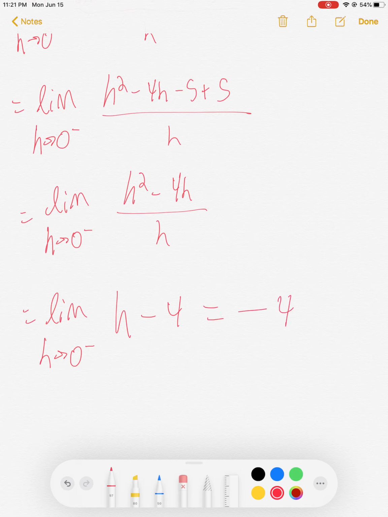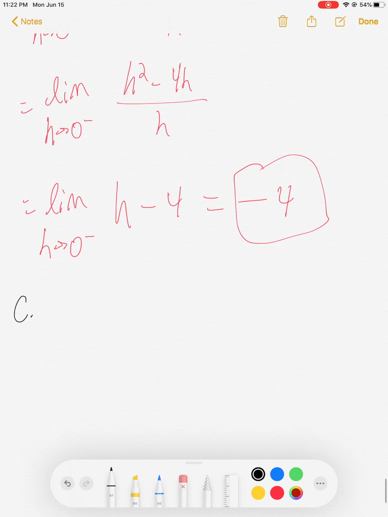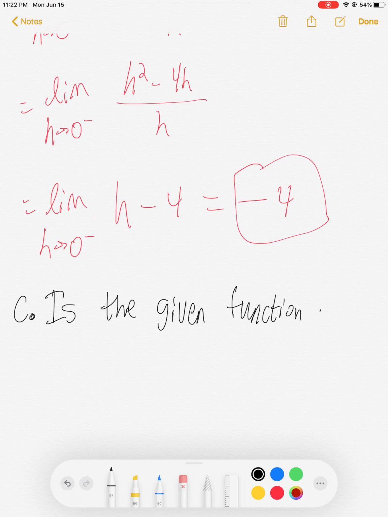Equals the limit as h approaches 0 from the left of just h squared minus 4h, because I've got a minus 5 plus 5, over h. Well, now I've got h's all over the place, so I can cancel some, and I get h minus 4. All right, I've canceled the h's everywhere. And this, it looks like, is going to be negative 4, because now we can just plug in h equals 0, and we get negative 4.